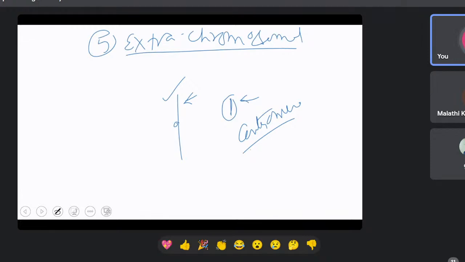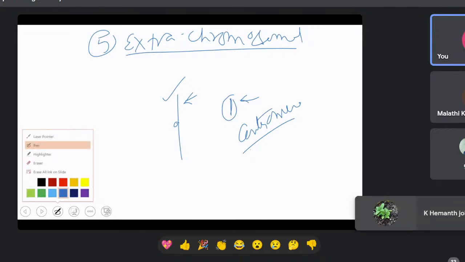It cannot move to the opposite pole during anaphase. Okay, so there is certain mechanism by which this is recognized that it is not having centromere and it gets digested.